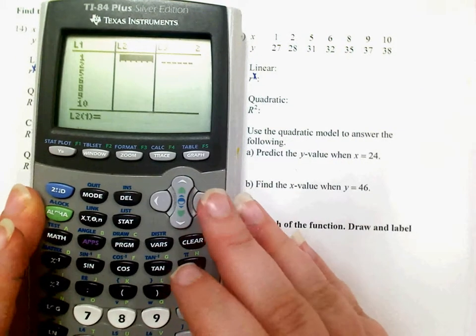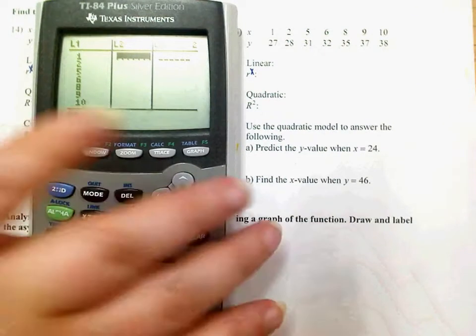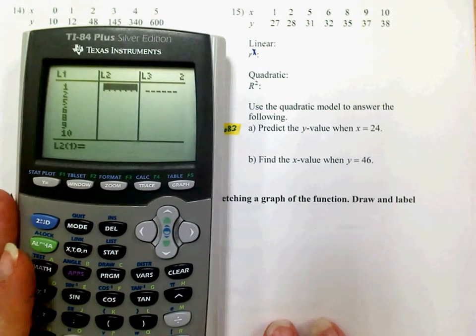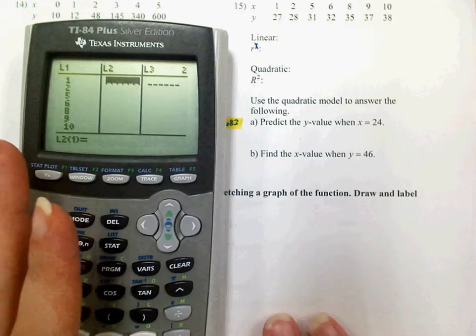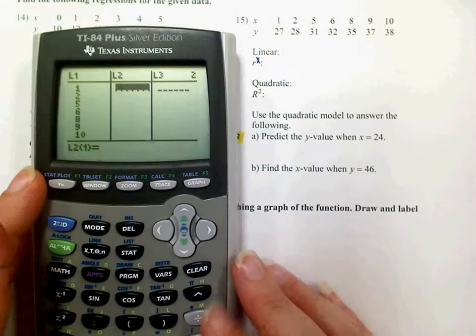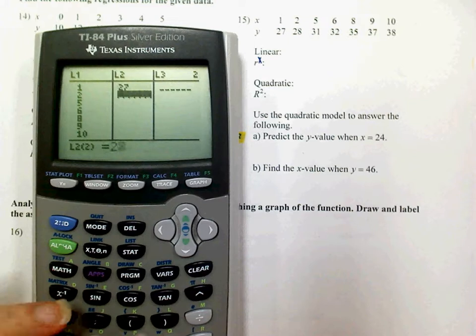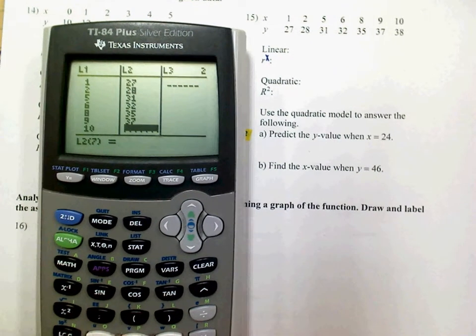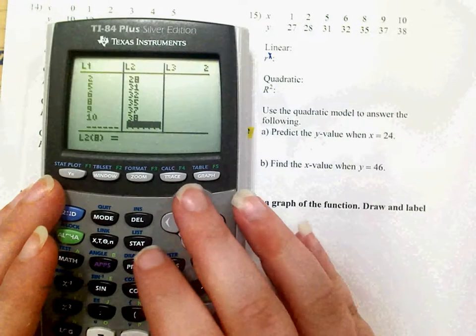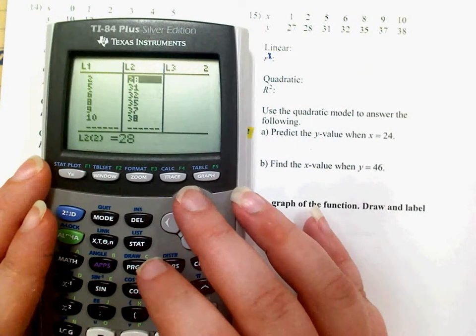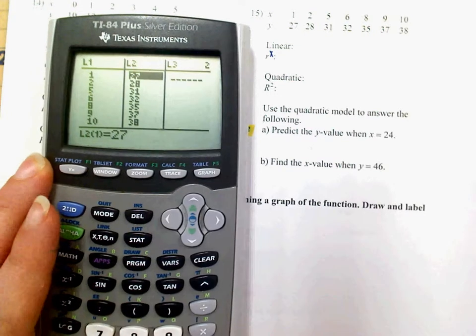Now, it would be very much in your interest to make sure that you have the data entered correctly. I didn't check on the last one, but I was pretty careful entering it in. But it would definitely be worth your time to make sure, after you've entered the data, that what you've entered is correct. So I'm going to do that now. 38, 37, 35, 32, 31, 28, and 27. Okay. 1, 2, 5, 6, 8, 9, 10.